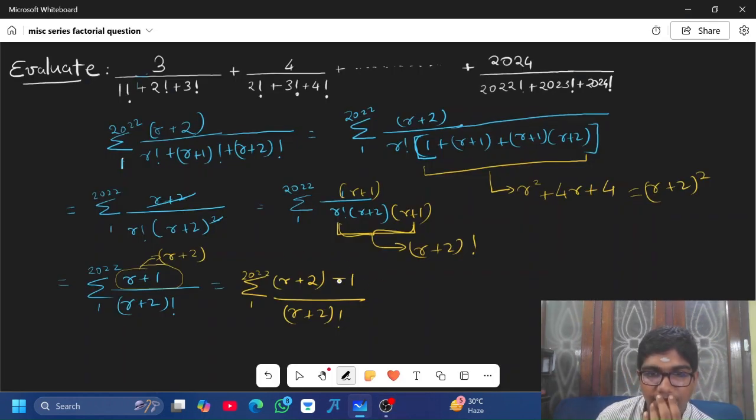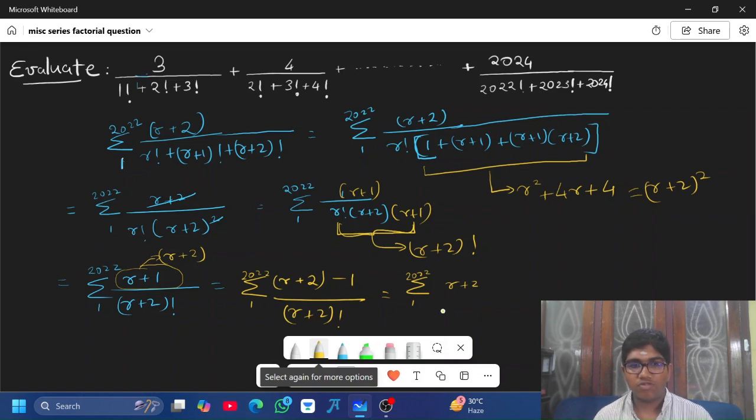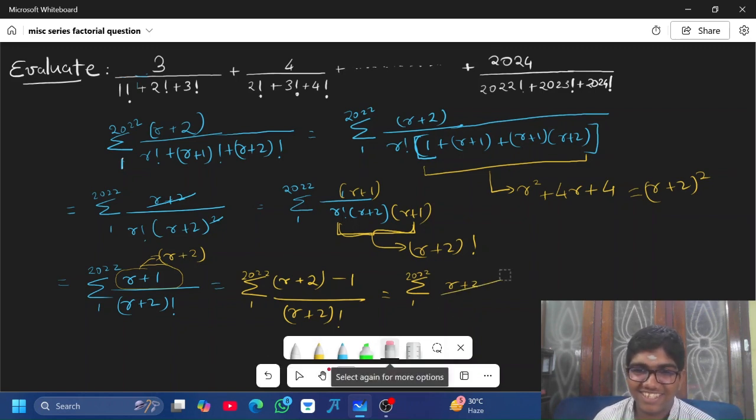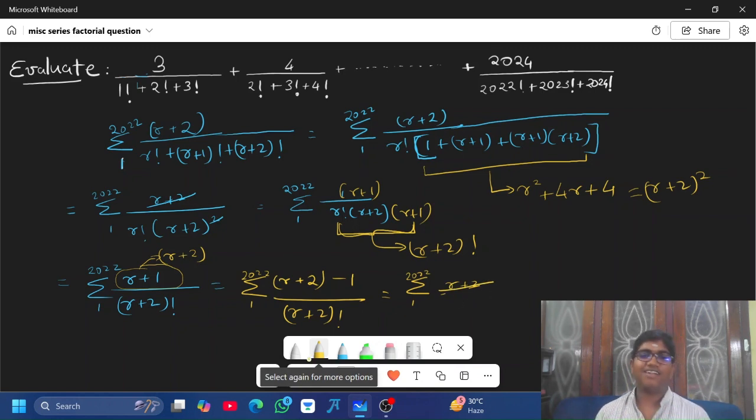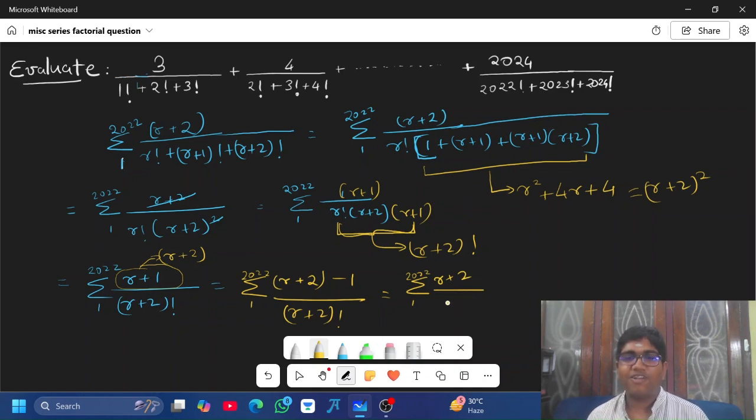So on getting this expression, what we should do is split the sigma from 1 to 2022 of r plus 2 upon r plus 2 factorial minus 1 by r plus 2 factorial.